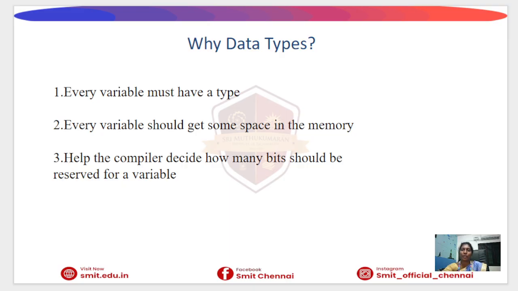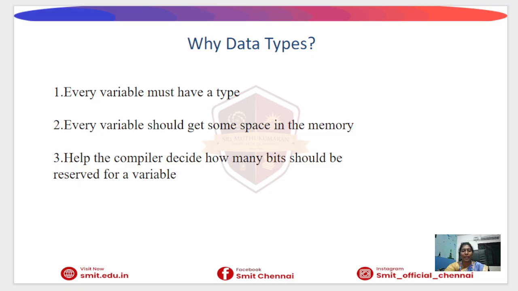Why are data types used? Every variable must have a type. Without a data type, the compiler will show an error. In memory allocation, every variable should get some space in memory. The data type decides how much memory is needed. For example, an integer takes 2 or 4 bytes, a character requires 1 byte, and a float requires 4 bytes. These are examples of how each variable gets space in memory.